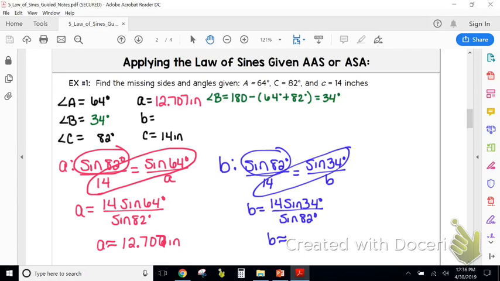So what did we get that B is approximately? 7.906. All right, and don't forget to label. The main thing is you have to label up here. If you don't label in your work, that's okay, but label in your answer. And since now we've got our chart all filled out, there is our solution for this triangle.